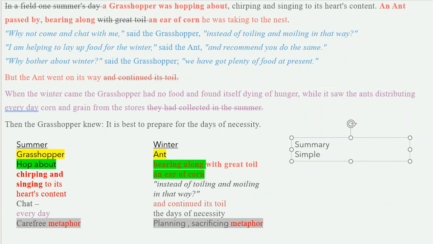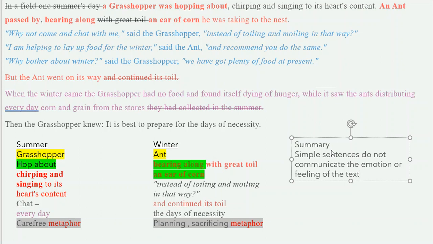Simple sentences do not communicate... what don't they communicate? The emotion or feeling of the text, right? We needed to know it was in summer so that we could appreciate the sacrifice of the ant.